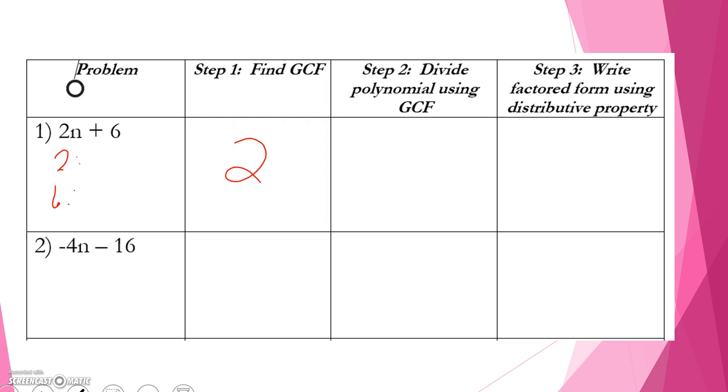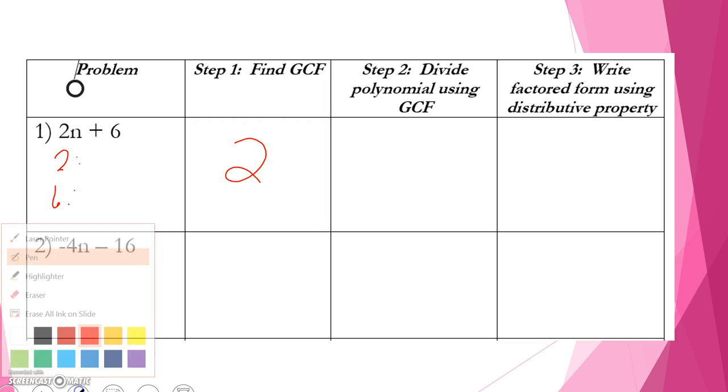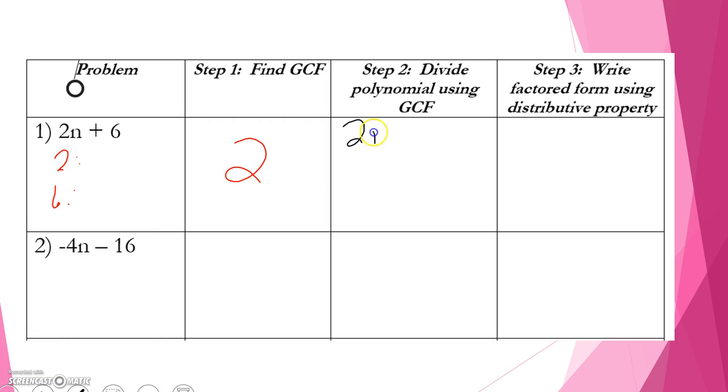All right, step 2, I divide the polynomial using the GCF. So I'm going to take the 2n plus 6, and I'm going to divide both of those terms by the GCF that I just found. So 2n divided by 2, this 2 is crossed out and I'm left with n, plus 6 divided by 2 is 3. So step 3, we write the factored form using this distributive property.